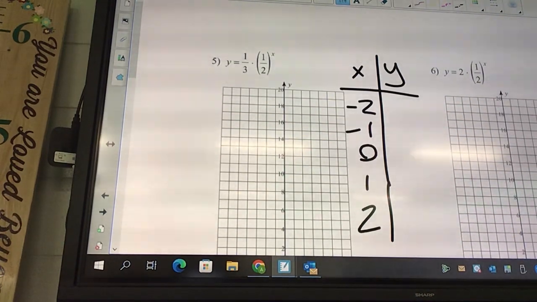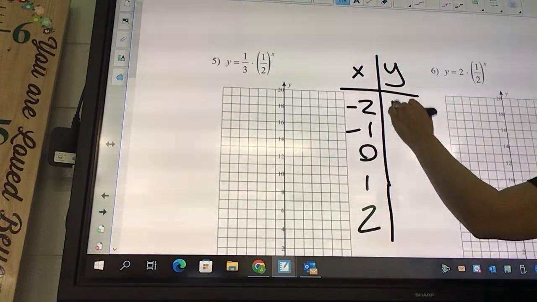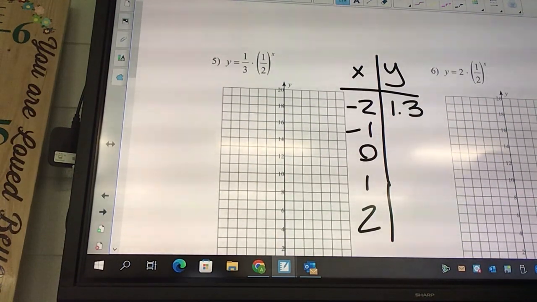Okay, what'd you get for -2? So basically, 1.3? We gotta put in 1/3 times 1/2 to the -2 power.